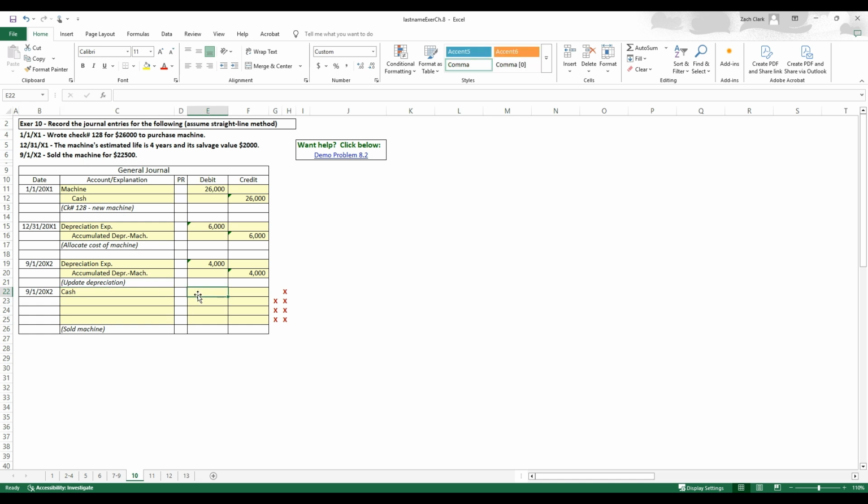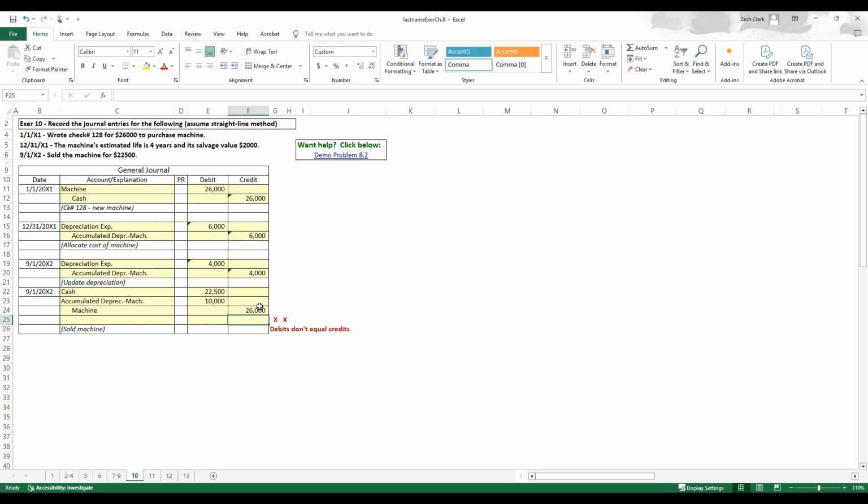Now we're going to sell. So we have cash coming in. We have 22,500. We're not done yet. But we want to get rid of our accumulated depreciation because the machine is gone. So we want to kind of wipe the whole thing out here. 10,000, that's what we had recorded to date. And then we want to record, let's see what else. The cost of the machine is gone, right? So the whole machine is everything related to the machine, including the asset account and the cost, is all gone.